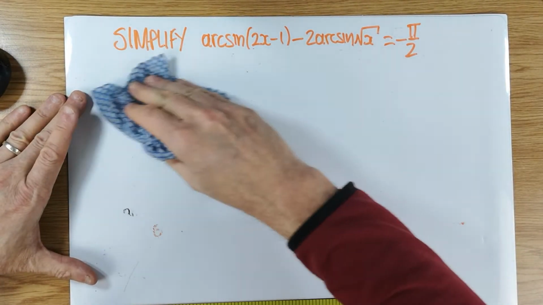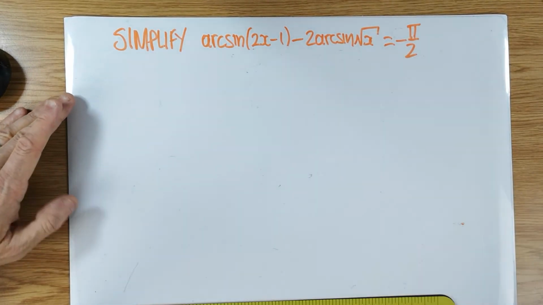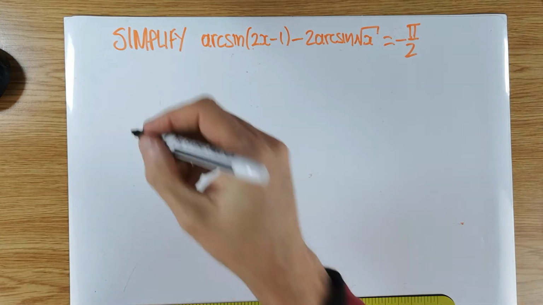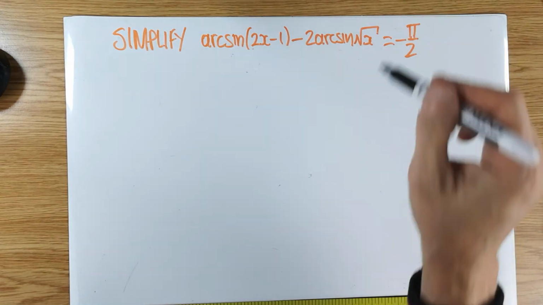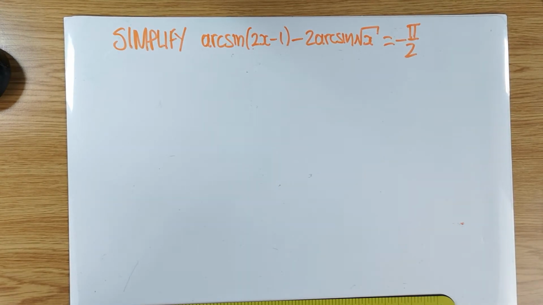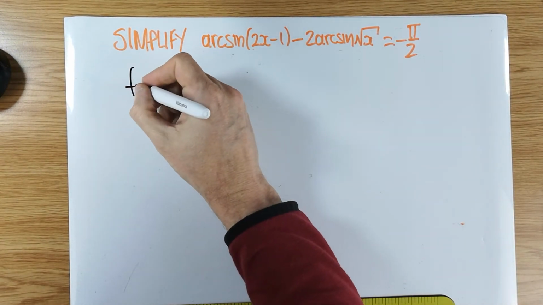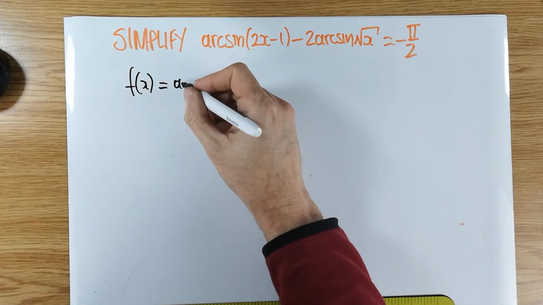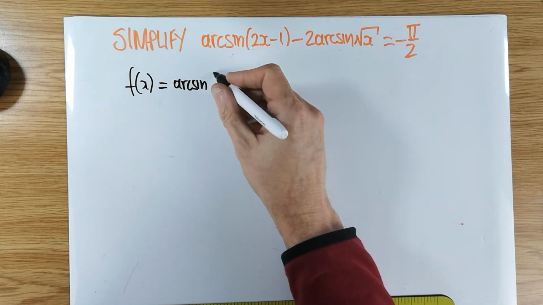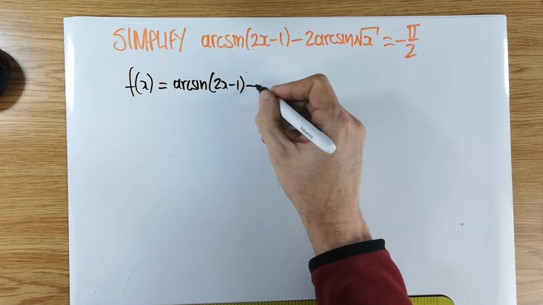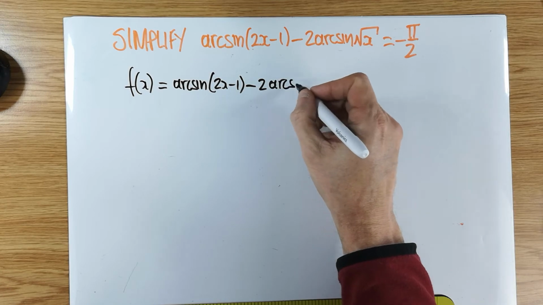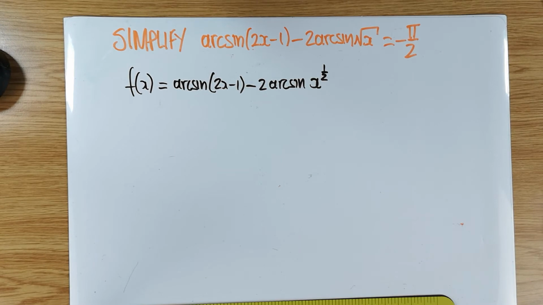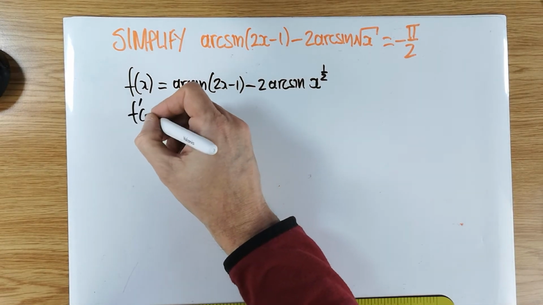I don't know if you've seen this before. Okay, this is how it works. I'm trying to prove that, and I'm being told the answer is negative pi over 2. I'm going to define a function f of x. And this function f of x is in fact the arcsine of 2x minus 1 minus 2 lots of the arcsine of x to the half, because it'll be easier to actually follow what I'm going to do next. I'm going to differentiate it.